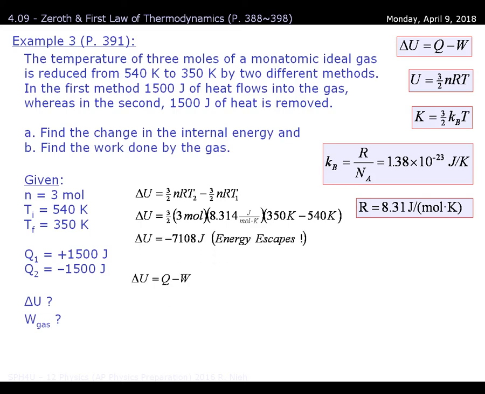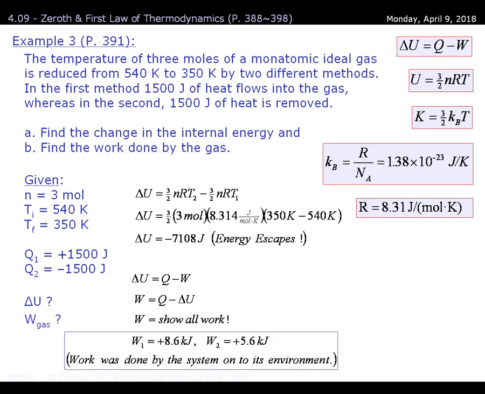Next, we're trying to find out the value of W, the work of the gas onto its surroundings. So we isolate for W and we sub in all of our knowns. In either case, you'll notice that you end up with quantities that are positive, meaning that work is done by the system onto its surroundings.